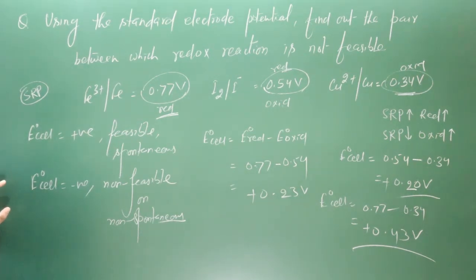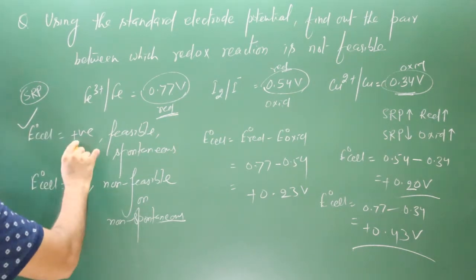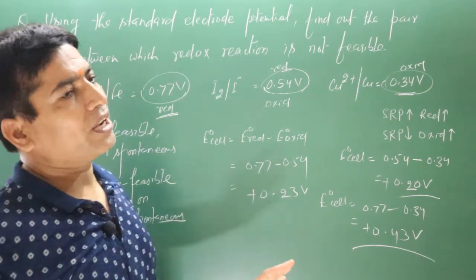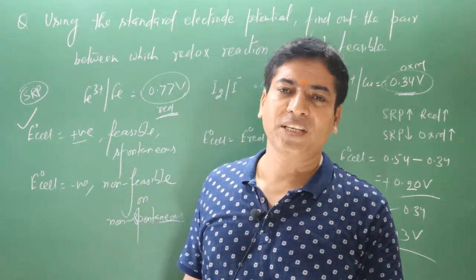You can see for each pair we get standard electrode potential value positive. That's why each pair is going to make a feasible reaction. Feasible reaction means spontaneous by nature.